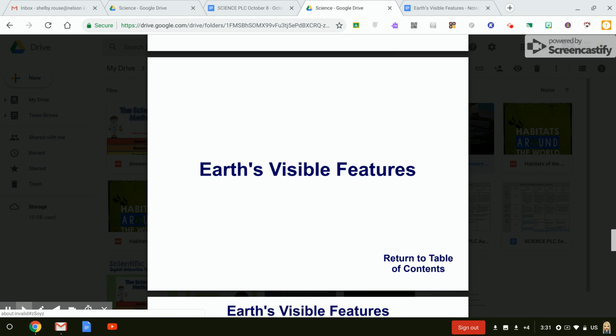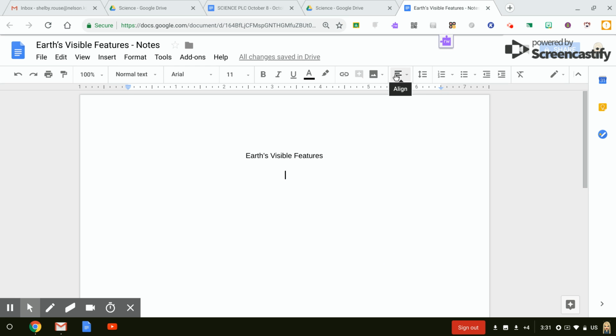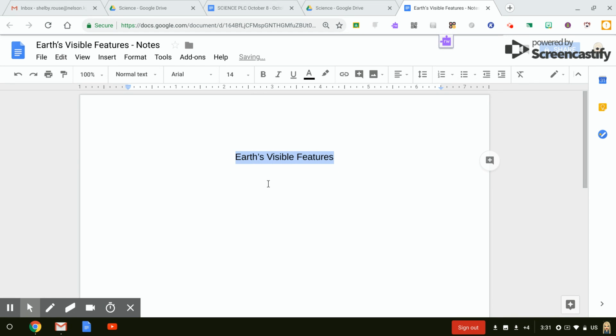Okay, so today we're going to continue our history of the Earth unit with Earth's visible features. When we talk about Earth's visible features, it's something that you can see easily with your eyes. That's what the word visible means. As always, I want you to write down in your notebook what you see me adding here to this Google Doc. I have titled this notes page Earth's Visible Features, and I'd like for you to make this the title of your new notes page in your notebook.